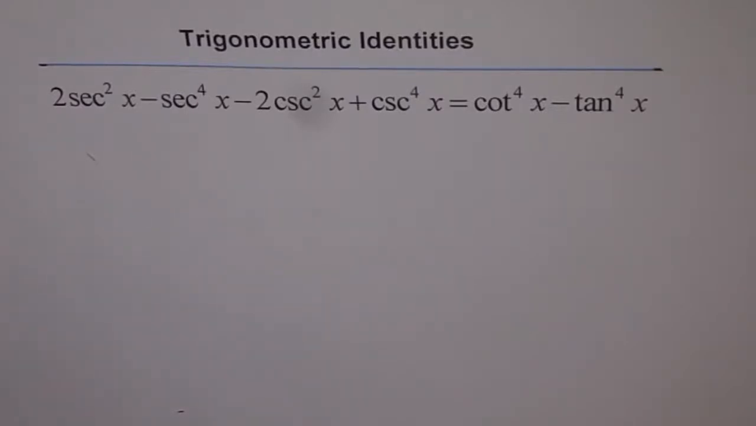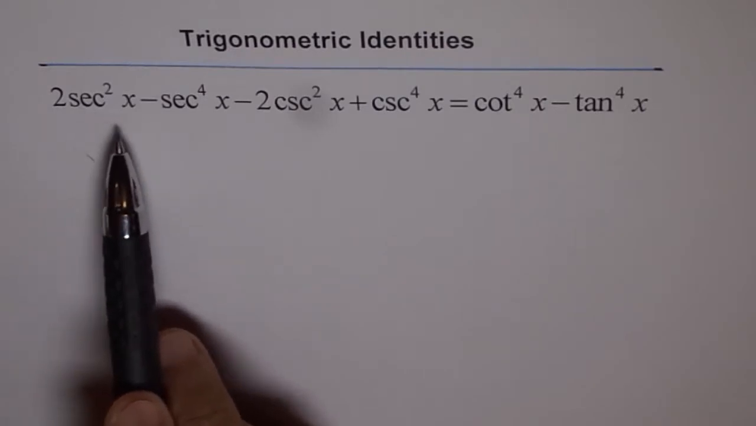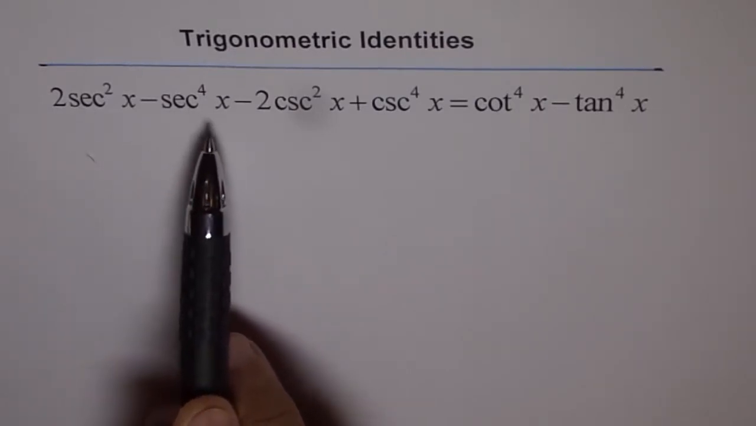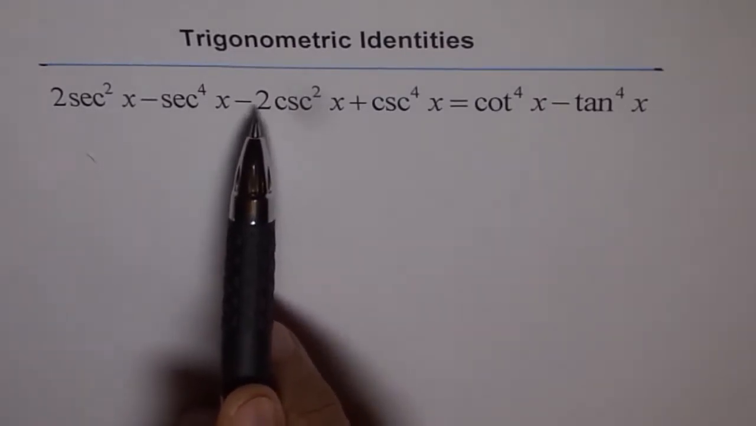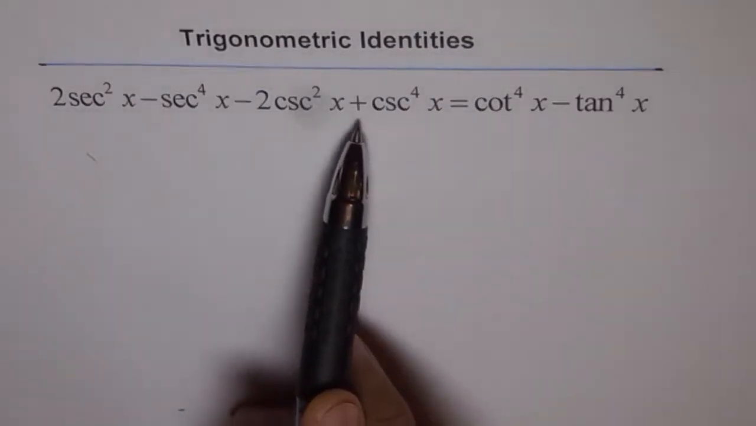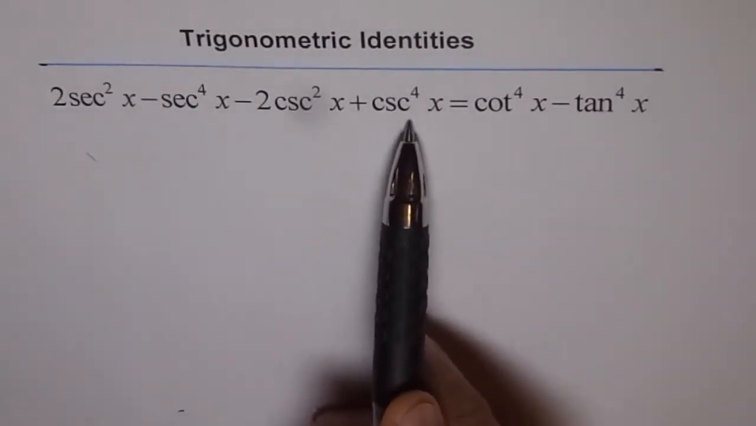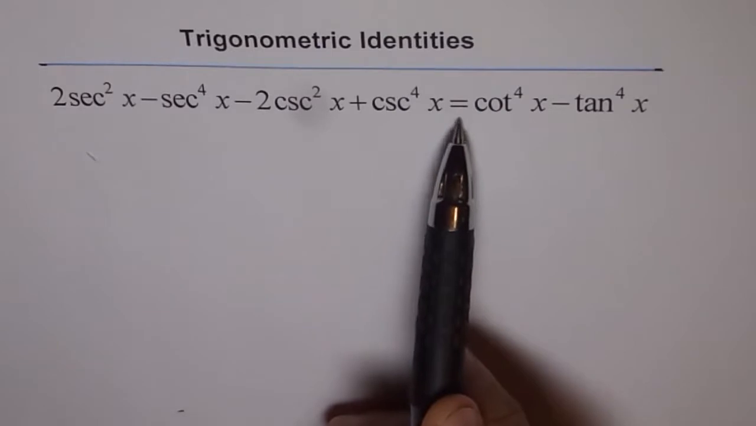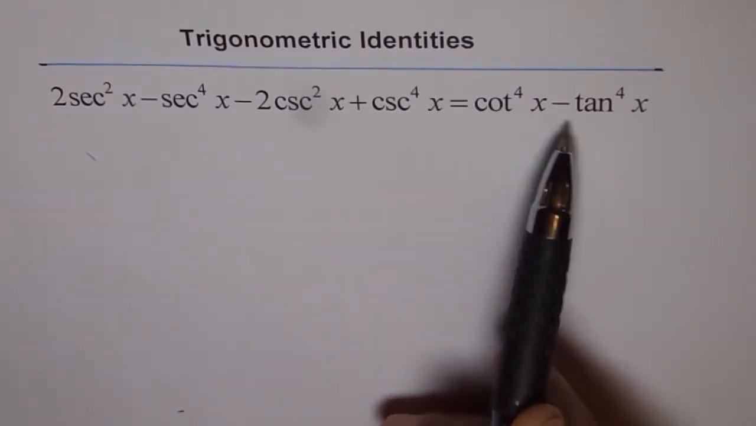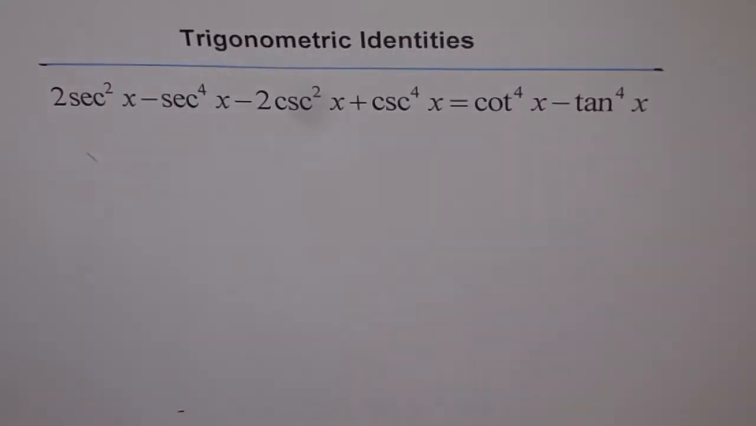Trigonometric identities. This is a test problem. It says 2 secant square x minus secant to the power of 4x minus 2 cosecant square x plus cosecant to the power of 4x is equal to cot 4x minus tan 4x. We need to prove this identity.